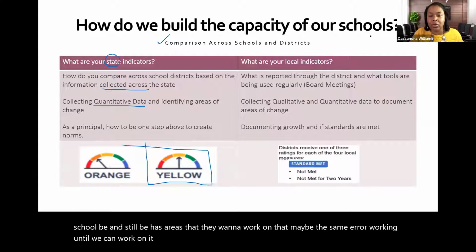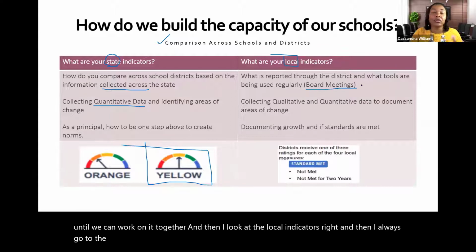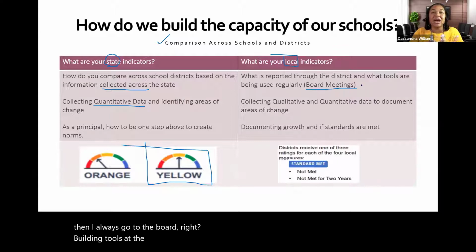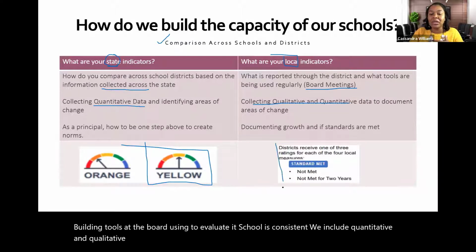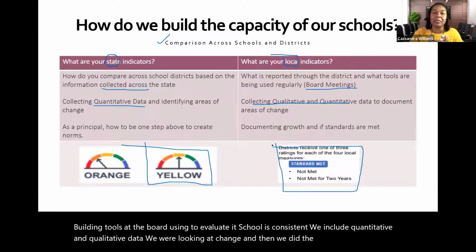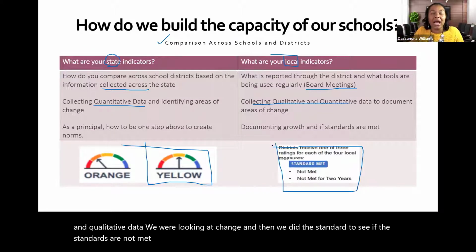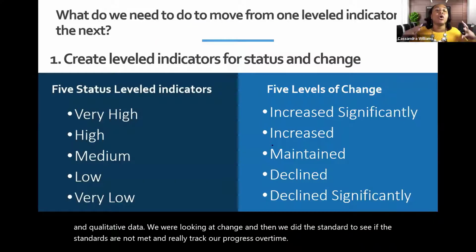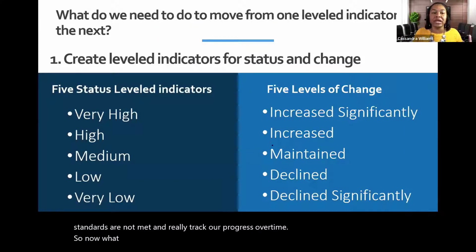And then I look at the local indicators, right? And then I always go to the board, right? What are the tools that the board's using to evaluate if the school is consistent? We collect quantitative and qualitative data when we're looking at change. And then we look at the standards to see if the standards are not met and really track our progress over time. So now, what do we need to move the level indicators?